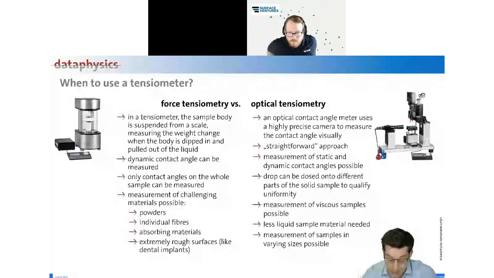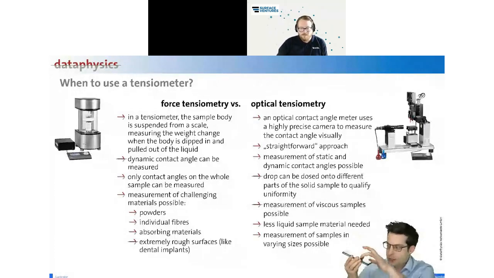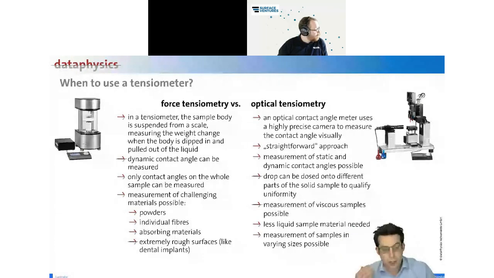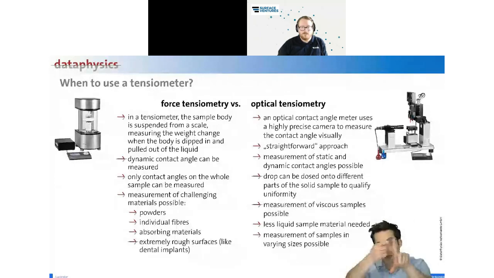If I do it by tensiometer, I would have to cut my phone into pieces, so I cannot directly measure here with a tensiometer because it's not possible to dip the complete thing into the liquid. So this means optical tensiometry has the advantage that we can locally measure on individual areas of the sample. We are using very little sample amounts, and it's a fast process, in fact. But why are we still using force tensiometry?